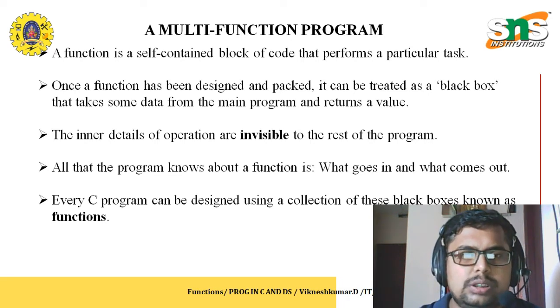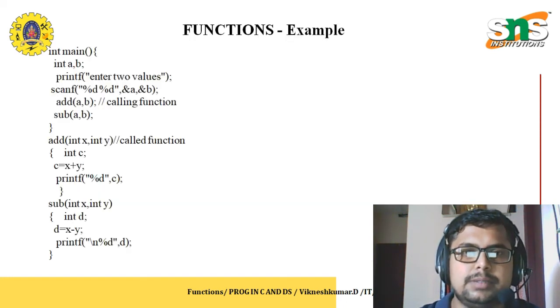All the program knows about a function is what comes in and what goes out. That is, the program knows what will be the input for a function and what will be the output. Every C program can be designed using a collection of these black boxes. These are known as functions.